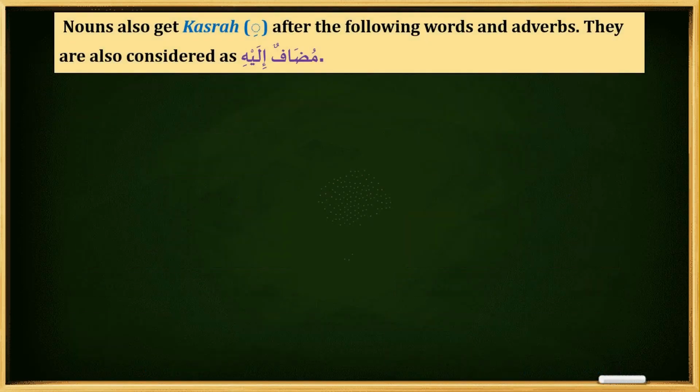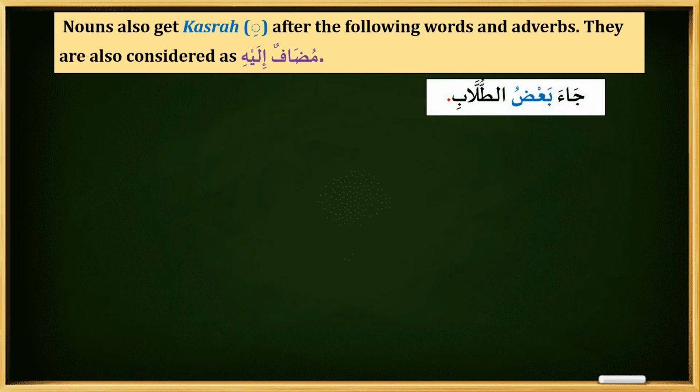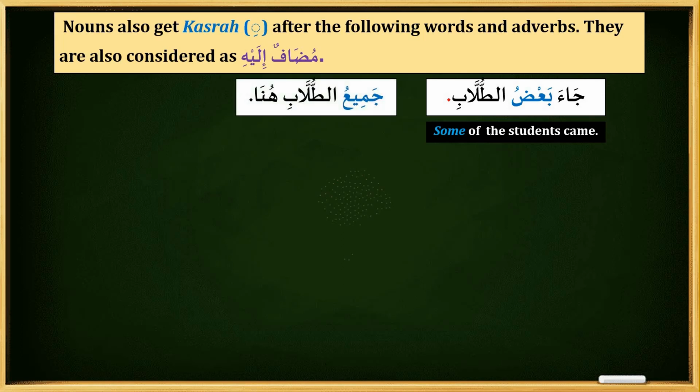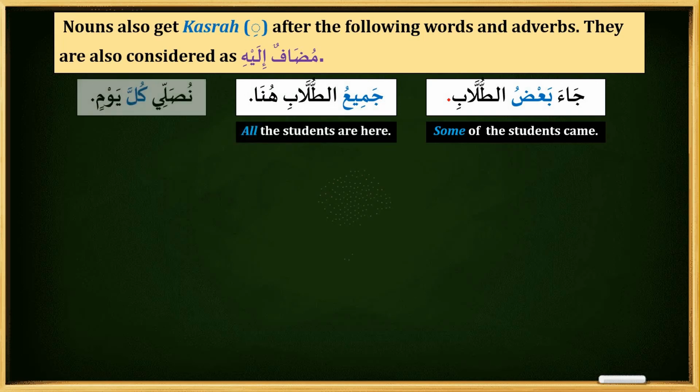Nouns also get kasra after the following words and adverbs. They are also considered as mudafun ilayh. جاء بعض الطلاب, some of the students came. بعض طلاب get كسرة after بعض as well. جميع الطلاب هنا. All the students are here. نصلي كل يوم. We pray every day. Even the words after كل get كسرة.